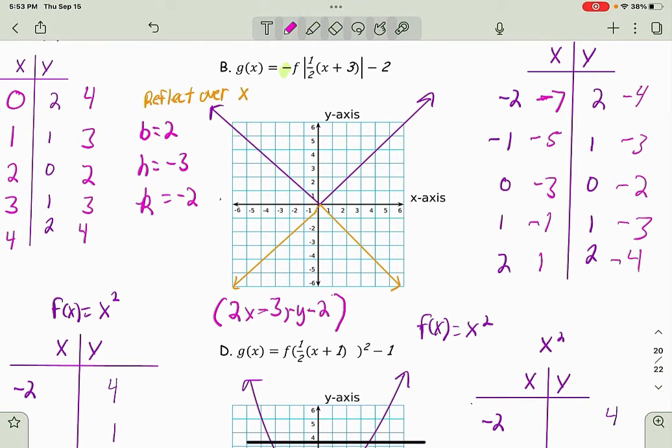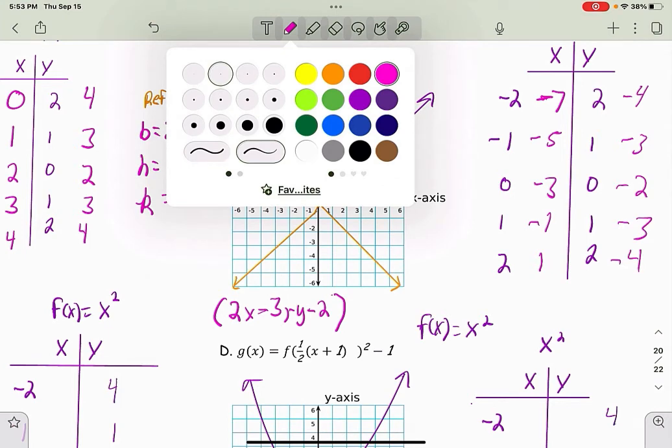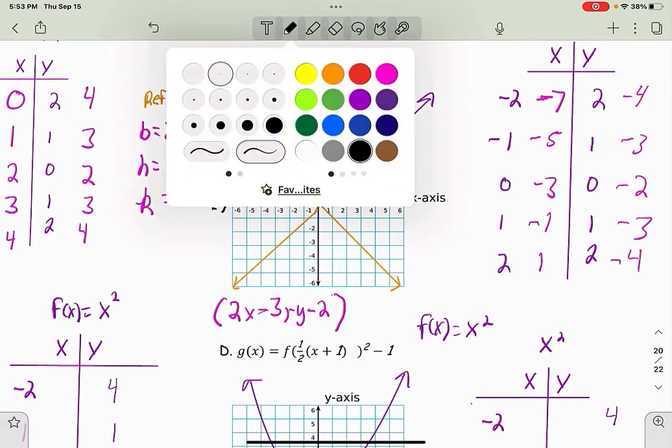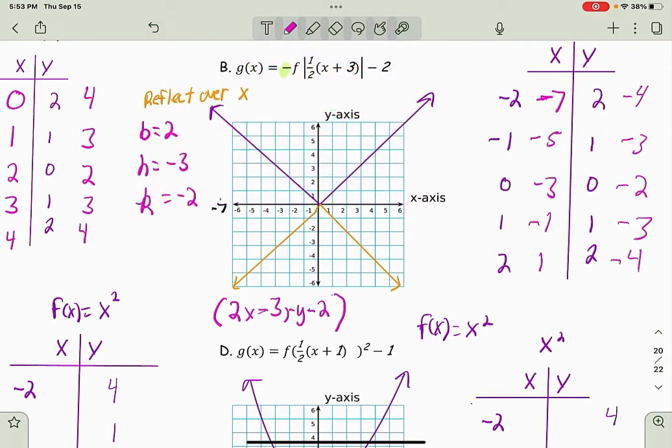So now let's go ahead and graph it. So we have negative 7, and I'm going to make an extra negative 7 out here on our graph. So we have (-7, -4), and then we have (-5, -3), followed by (-3, -2), then (-1, -3), and last but not least (2, -4), and now we draw our line.